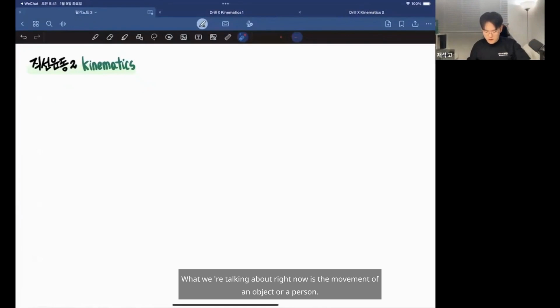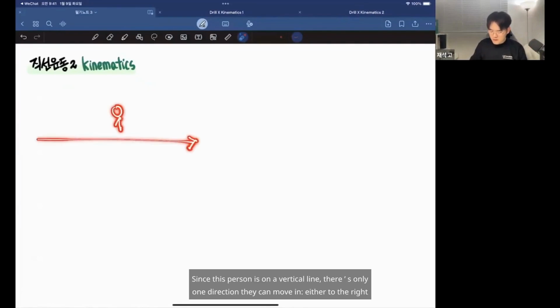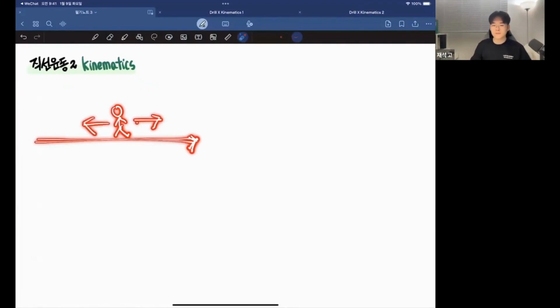What we're talking about right now is the movement of an object or a person. Let's start by thinking about movement along a vertical line. Since this person is on a vertical line, there's only one direction they can move in, either to the right or to the left. How do we represent this person's location?